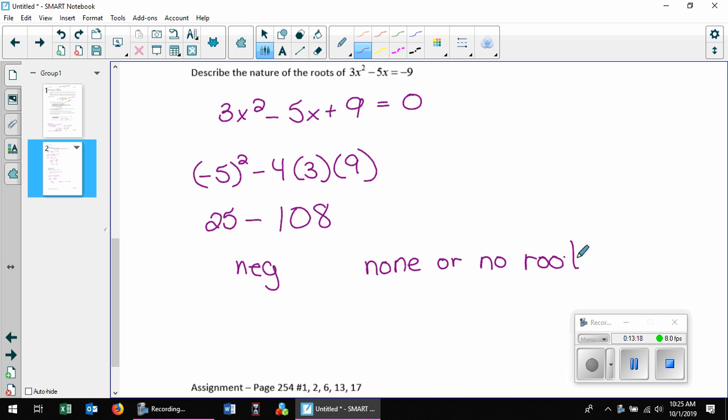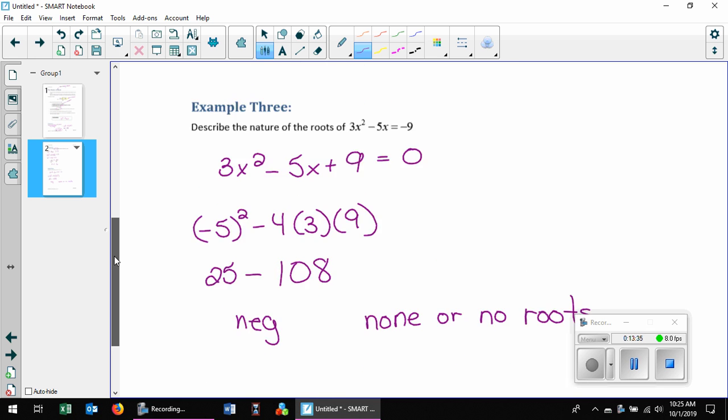No, not impossible. Just means that it's never going to touch the x-axis. Right? We're still going to have a graph. We're still going to be able to graph it, no problem at all. It just means that it's not going to touch the x-axis. Okay, not terrible. Not terrible.